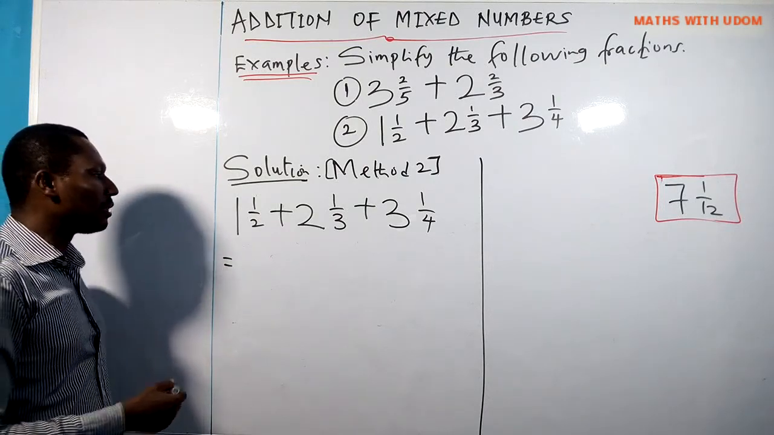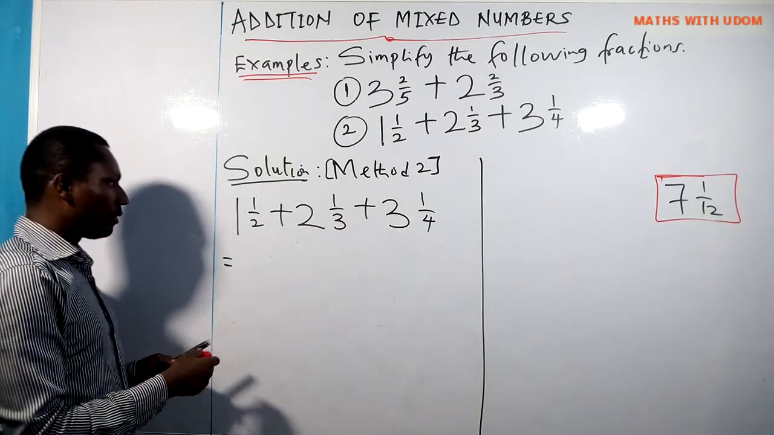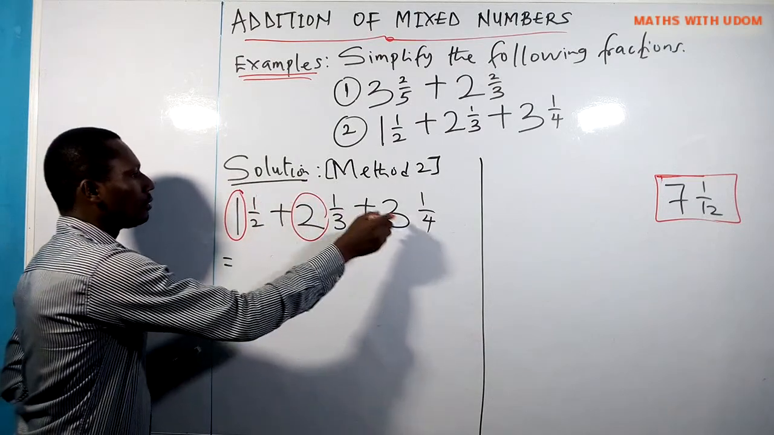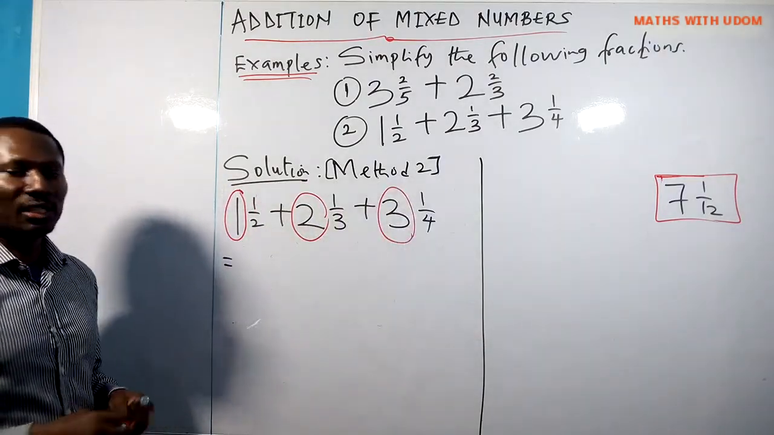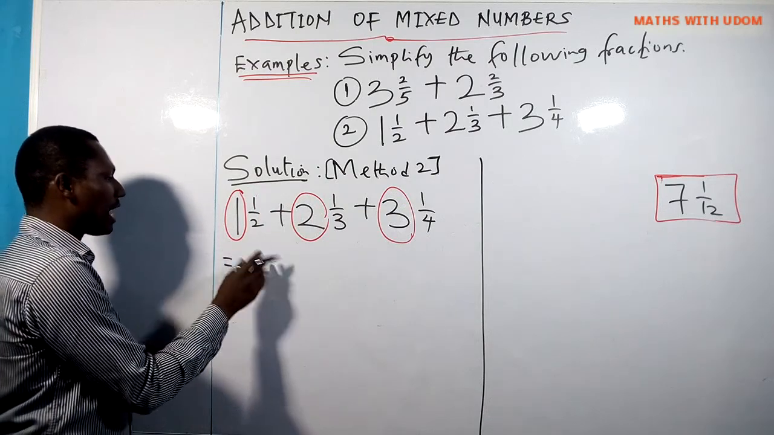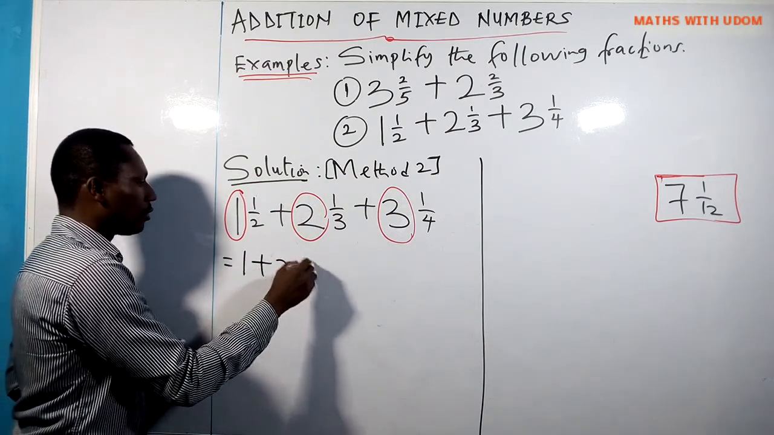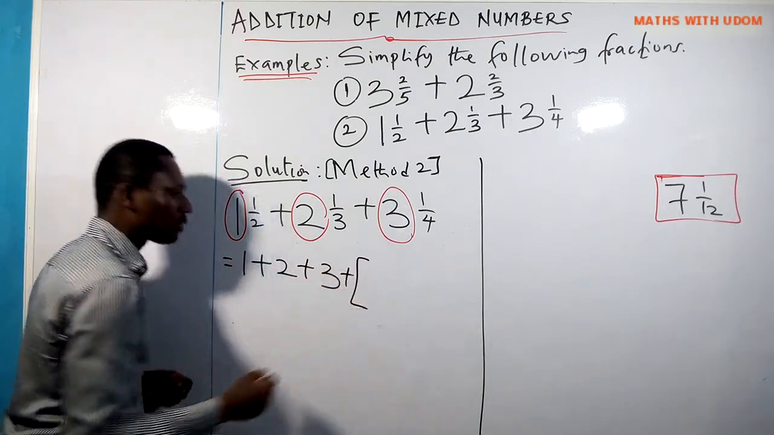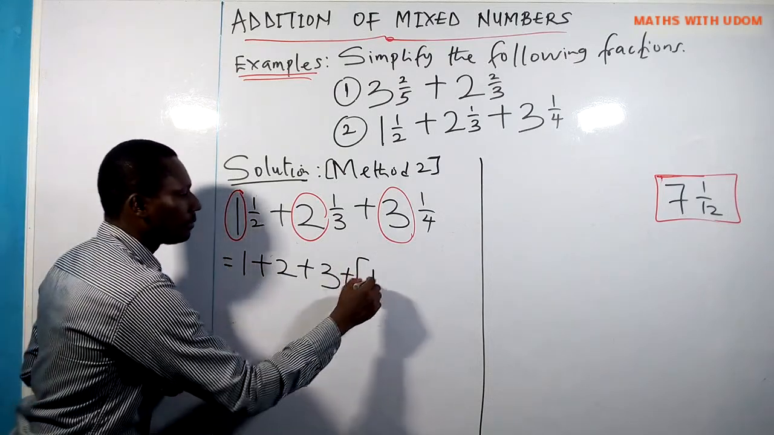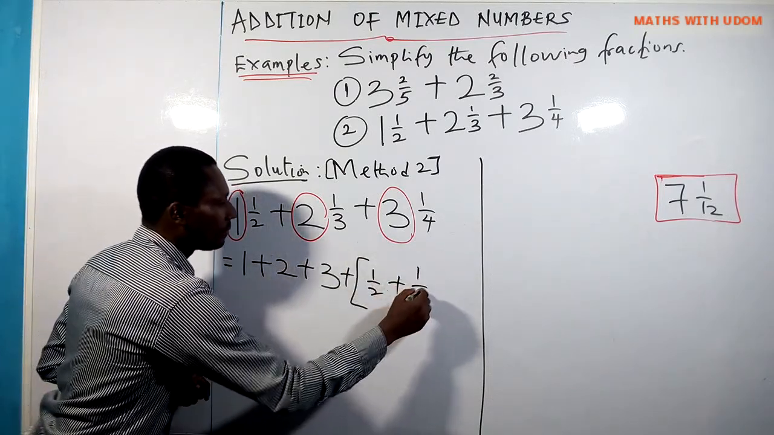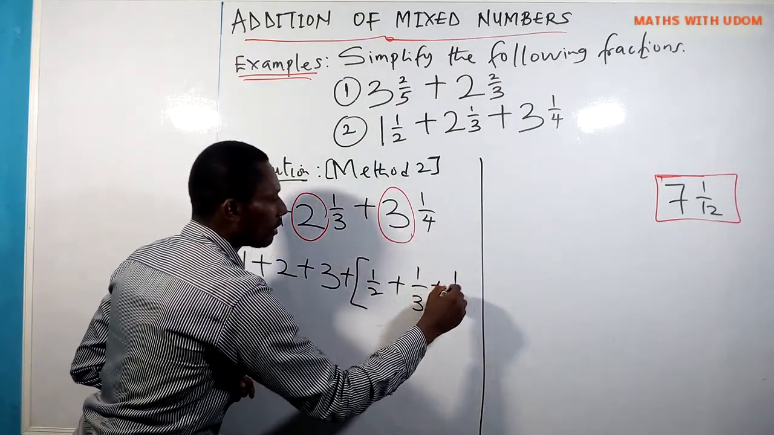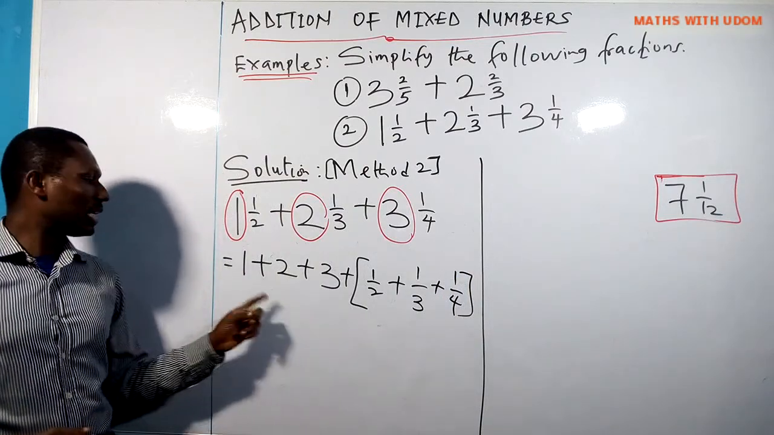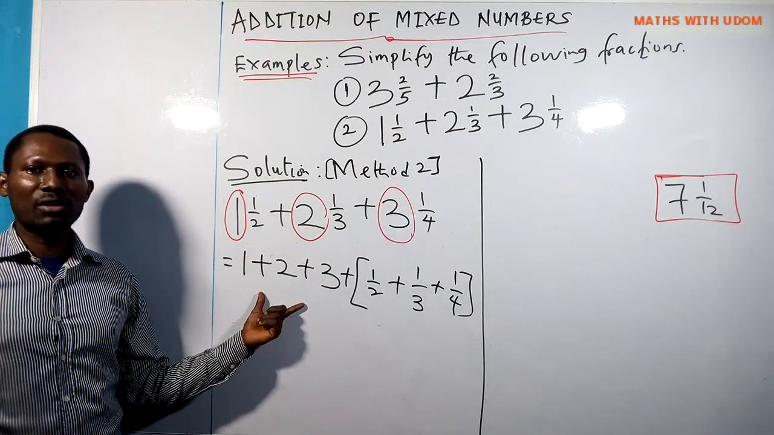Okay, so what are the whole numbers? The whole numbers are 1, 2, and 3. So these are the whole parts. So we have 1 plus 2 plus 3. So this is the whole part. Then plus the fractional part, you open a bracket: 1 over 2 plus 1 over 3 plus 1 over 4, the fractional part. Then we close the brackets. So we add the whole parts together. 1 plus 2 plus 3 will give us 6.